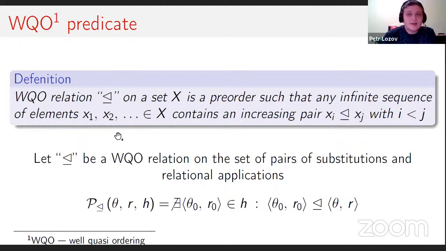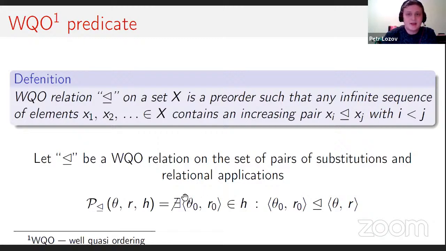We can define well-quasi-ordering predicates using a well-quasi-ordering relation over the set of pairs of substitutions and applications. The predicate is false while the current application and all the applications from the history aren't in the relation. And the predicate is true if the current application and some application from history are in the relation.